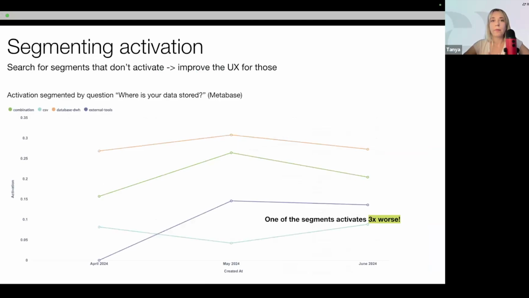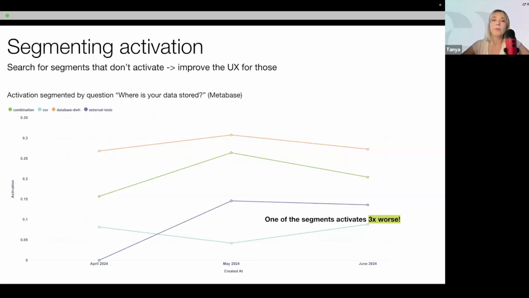Also, the things you can do with the activation, for example, you can also segment it. Segmenting is a separate art, and could be a separate webinar and conversation on how exactly to segment your incoming users. But the idea with segmenting activation is that oftentimes there are segments that really don't activate.